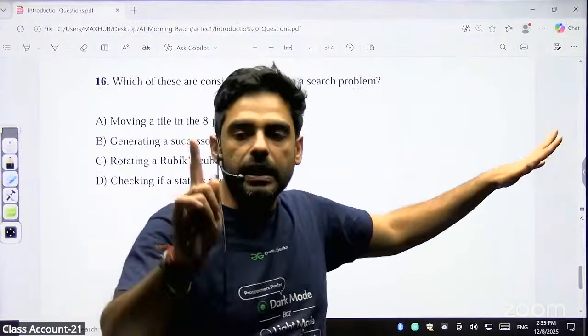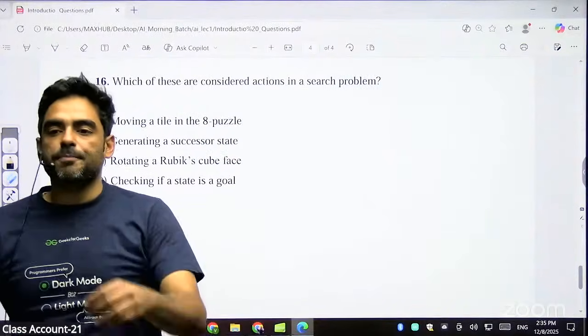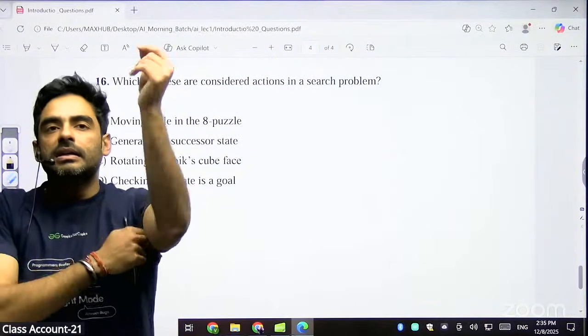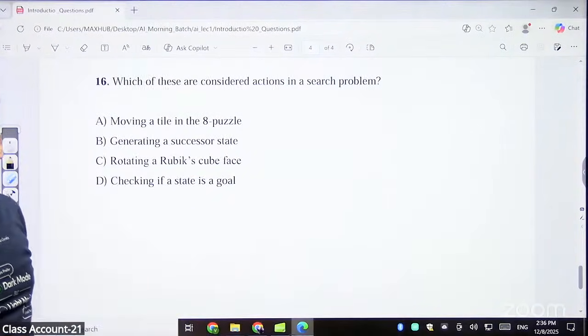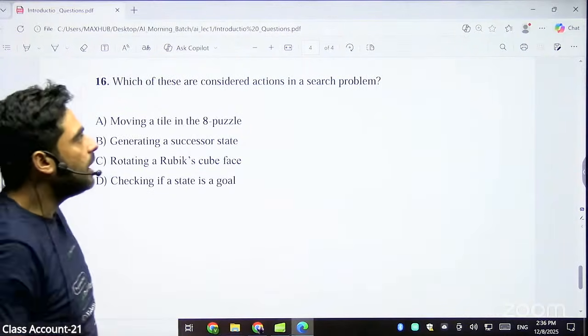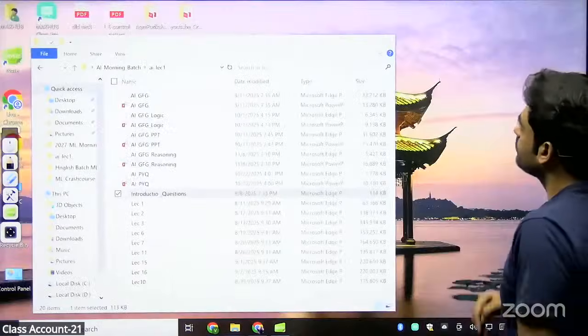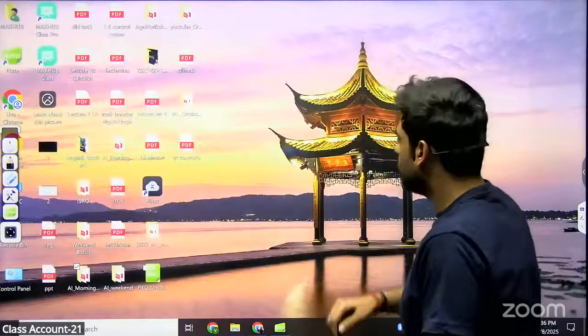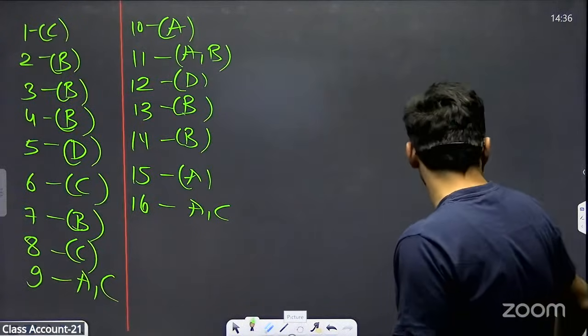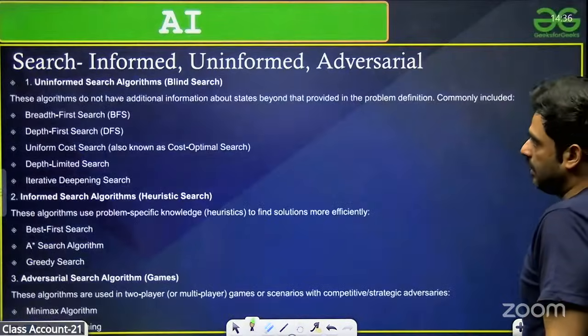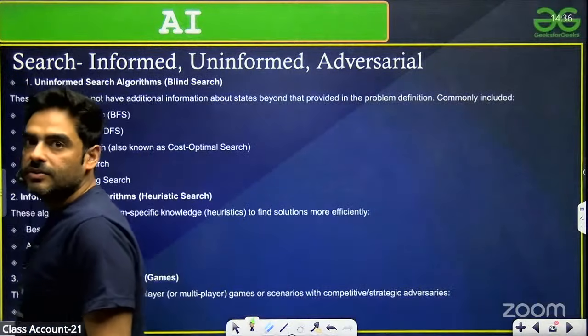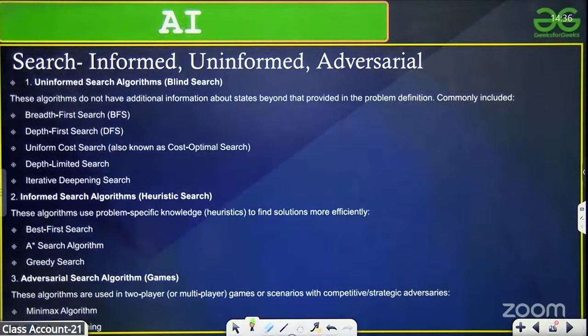Now let us start with the search algorithms. I'll upload this PDF also.